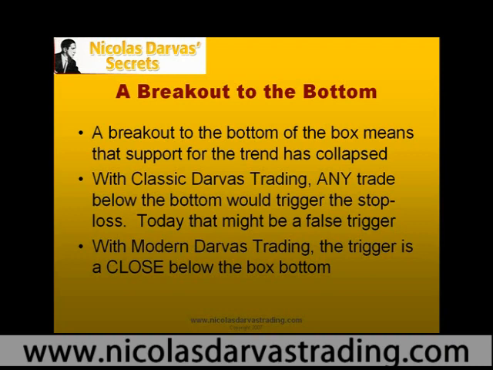Now, again, just for emphasis here, with classic Darvas trading, any trade below the bottom of the box would trigger the stop loss. But in today's markets, because of all the participants in the markets, that might be a false trigger. So nowadays, with modern Darvas trading, the trigger for action is a market close below the bottom of the box. And it's really important that you keep this in mind, because you don't want to be getting stopped out on a false signal in the middle of a trend. If you've got a home run, the last thing you want to do is be stopping it first. You want to go ahead and round the bases if you can. So make sure that you act on the market close.